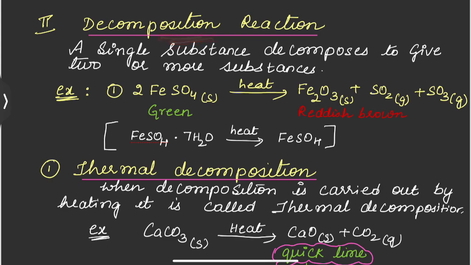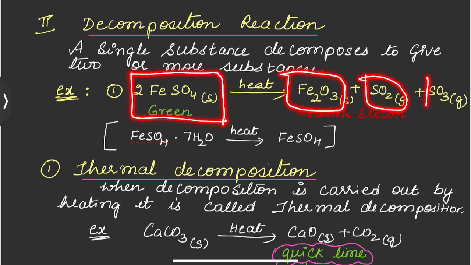What is decomposition reaction? If a single substance decomposes to form two or more substances, then it is called decomposition reaction. Meaning, only one reactant should be there. For example, here you can see I have taken one example. There is only one reactant, and how many products are there? 1, 2 and 3. Such a reaction where only one reactant is taken and two or more products are formed is called decomposition reaction.